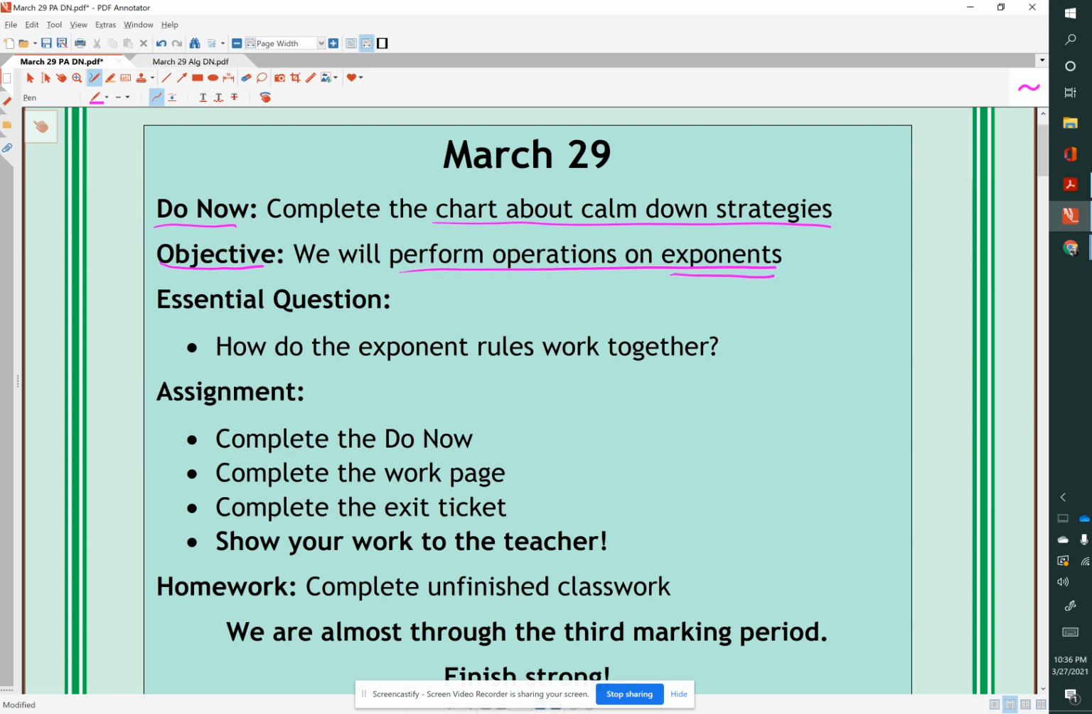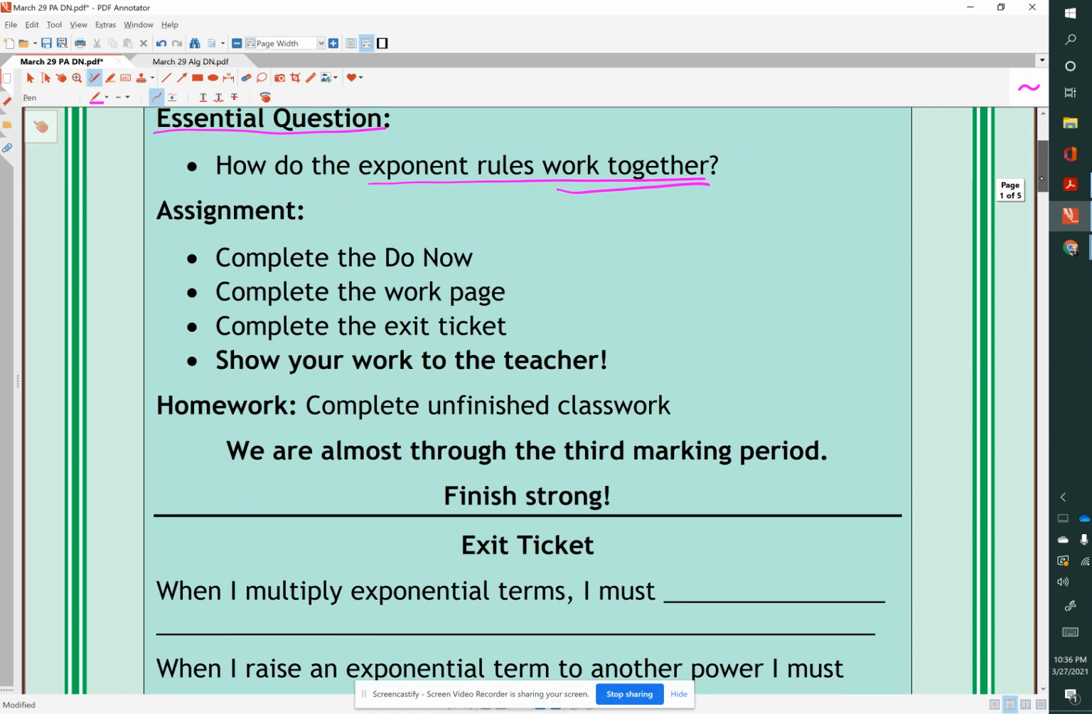This is kind of ongoing review of what we've been doing. And our essential question is how the exponent rules work together, which is, instead of doing just addition or subtraction, multiplication, division, or the power rule, we're starting to put all these rules together now. So we want to complete the do now, the work page, the exit ticket, and you know the drill.